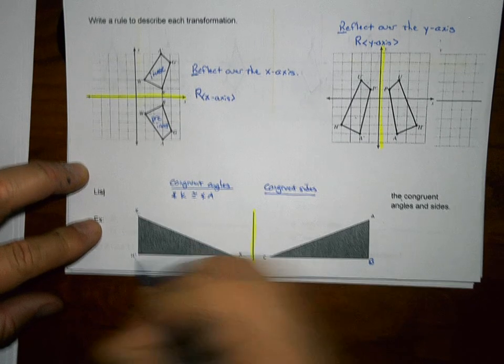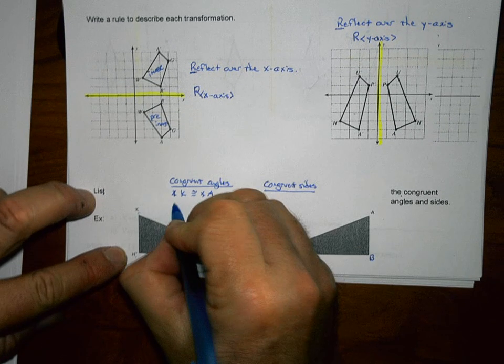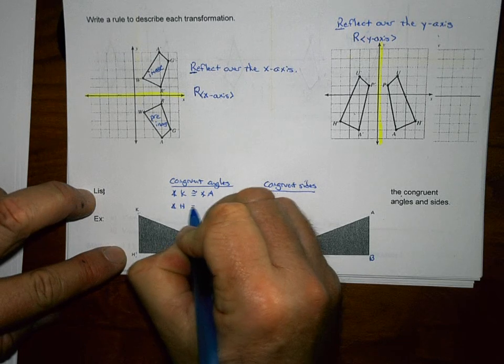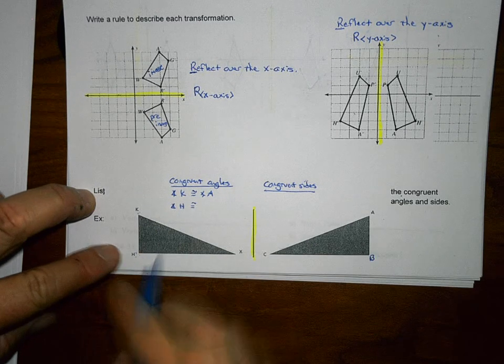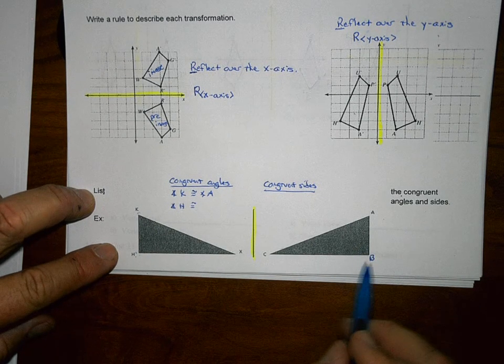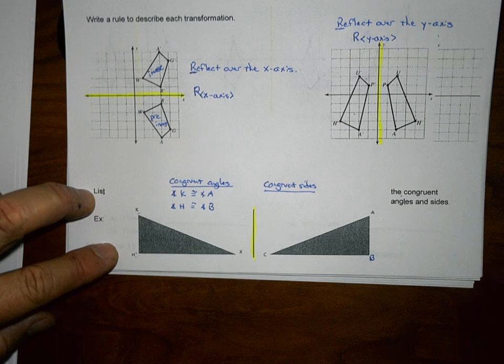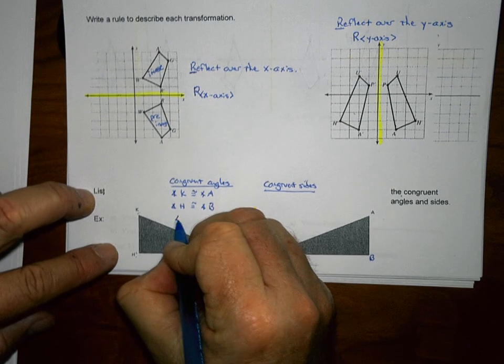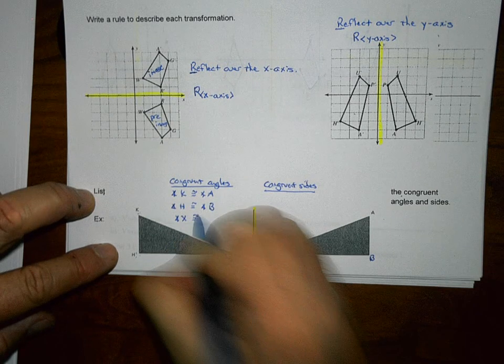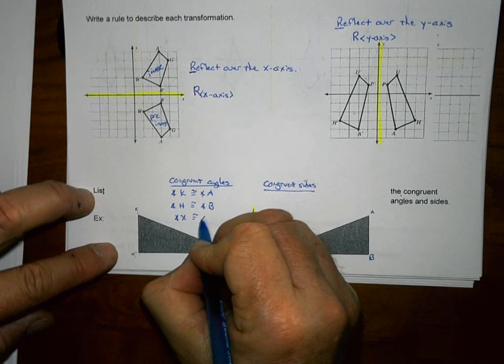How about angle H? What would angle H be congruent with? In other words, if I reflected this shape, where would angle H lie on top of? It would lie on top of angle B. So angle H is congruent to angle B, and then angle X is going to be congruent to angle C. Okay? Now how about the sides?